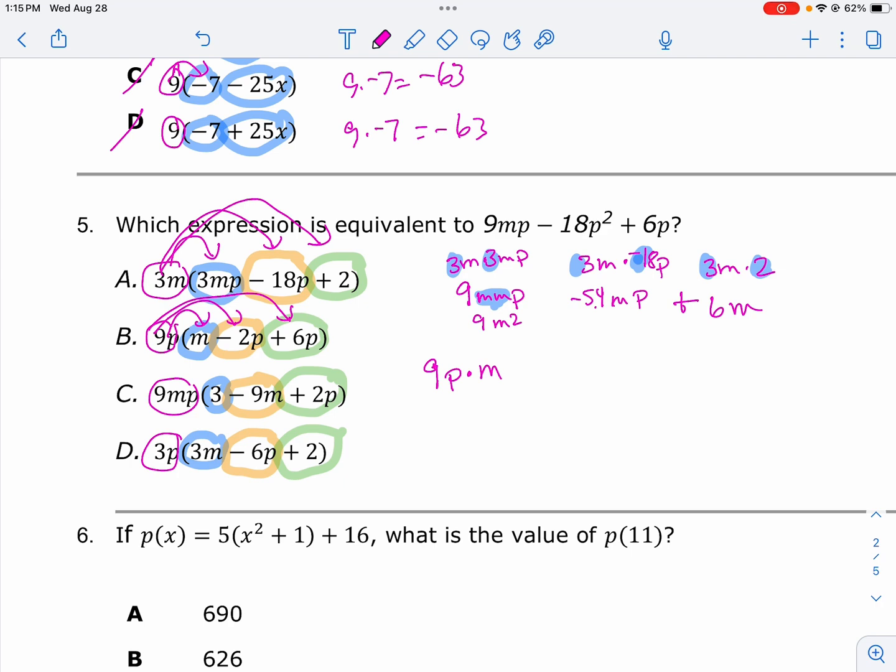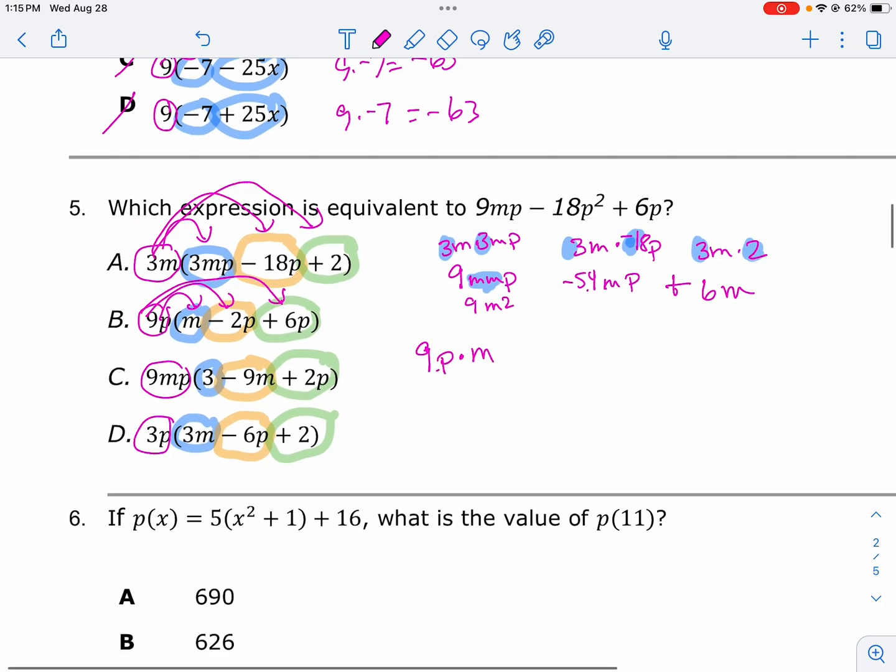Now, I do want to point out to you that even though it says PM, PM is the same thing as MP, so it's fine. You don't really have to flip it around. Typically, it's going to be listed in alphabetical order. So that one's good. 9P times negative 2P. Okay, well, what are we multiplying together this time?